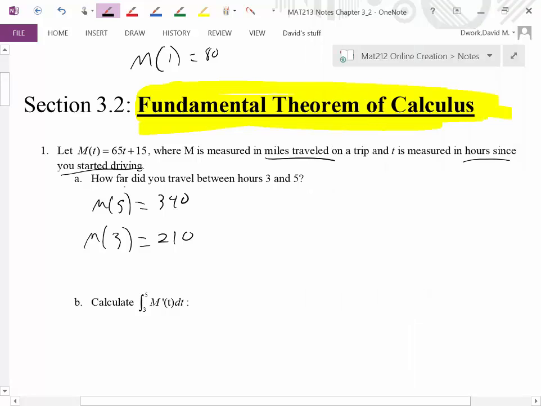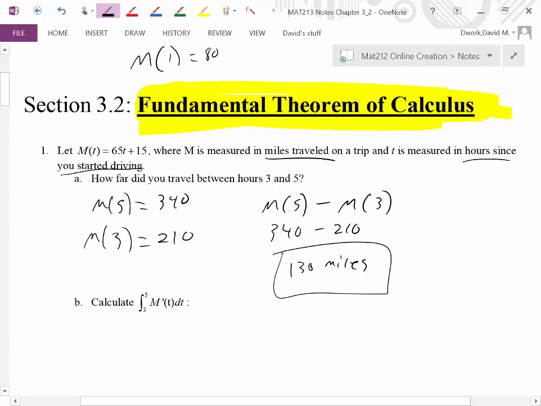So how far did I travel between the hours of 3 and 5? Well, that would be the difference, right? It would be the distance I traveled at 5 hours minus the distance I had traveled at 3 hours, and that would tell me how far I went between them. So let's say this would be 340 minus 210. So therefore, this would result in what? 130 miles. So between the hours of 3 and 5, I had traveled 130 miles.